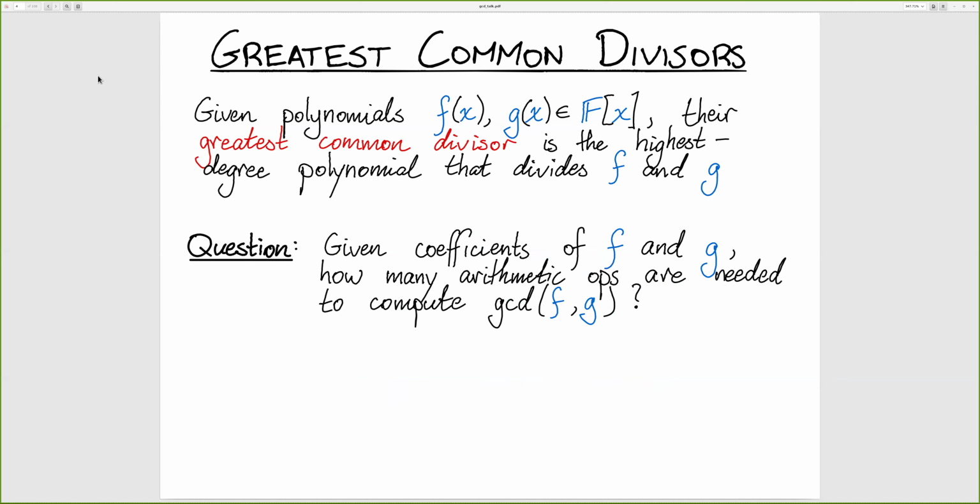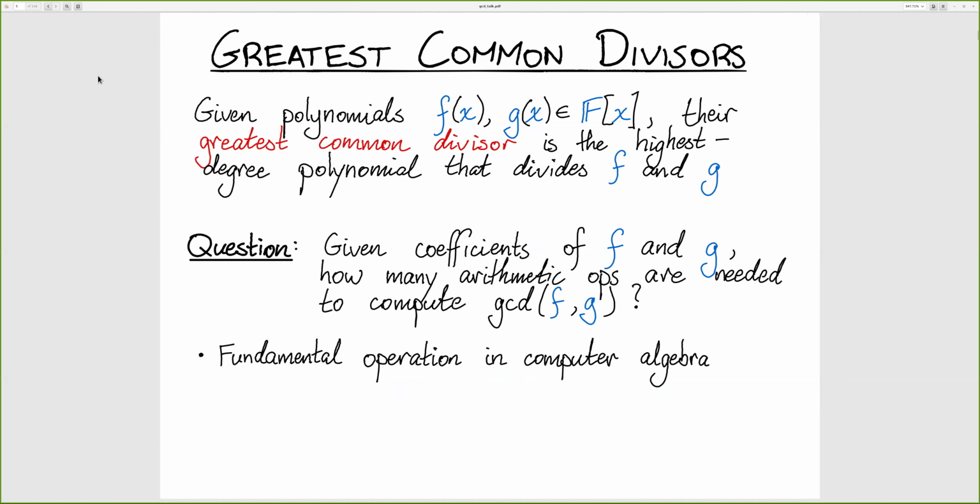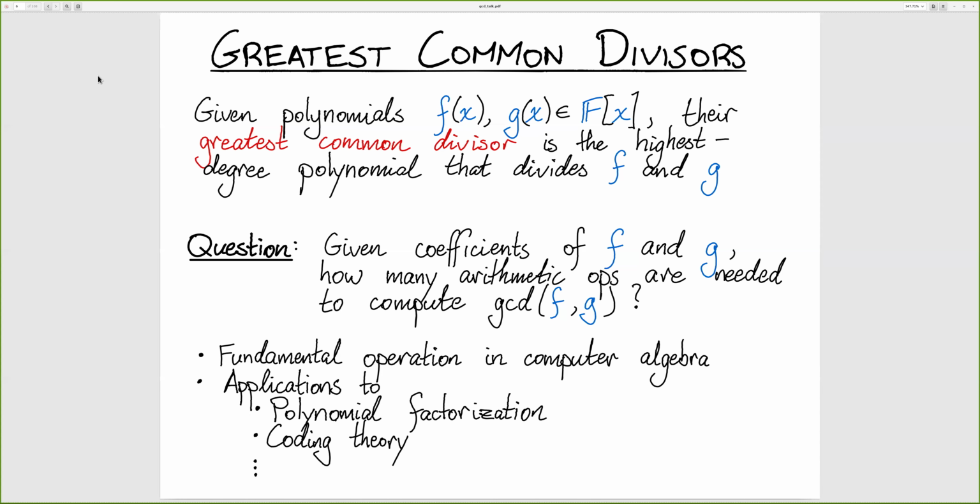So the question in this talk really is we want to understand the complexity of computing the GCD. How many arithmetic operations do we need? If you're thinking of the complex numbers as the ambient field you're working in, I can do complex arithmetic at unit cost. I'm not counting bit complexity, I'm just counting additions and multiplications. And why would you want to compute the GCD? This is just a fundamental problem in computer algebra. It's as natural as adding or multiplying numbers, adding and multiplying polynomials, but it also has nice applications to problems in polynomial factorization. It has applications to coding theory. This is a very basic fundamental thing that we want to compute.